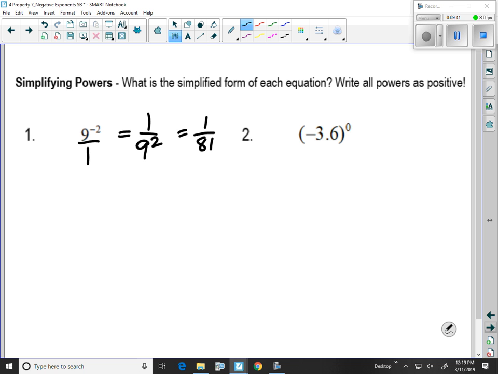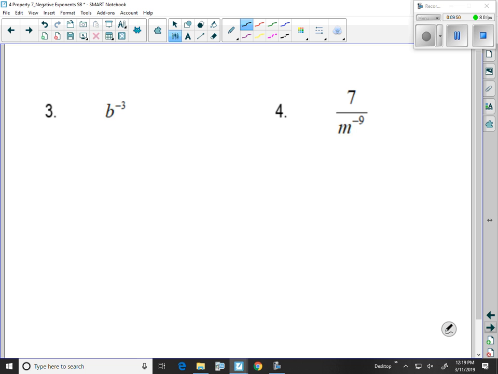All right, what's anything to the power of 0? 1. All right, 3. What would I do to that b to the negative 3rd? Where do I put it, Laura? The one on bottom. Yes, I flip the whole fraction, in this case. Or you just think about it this way, move that b downstairs.